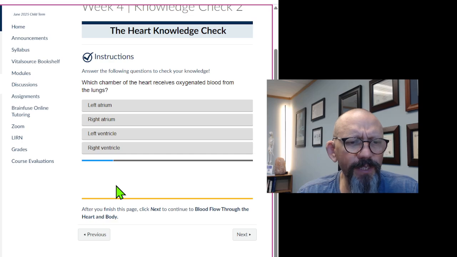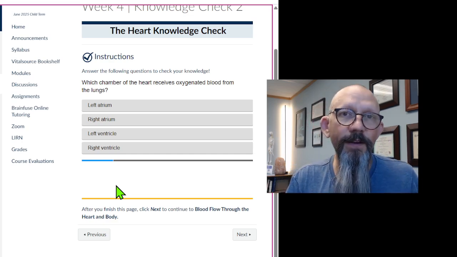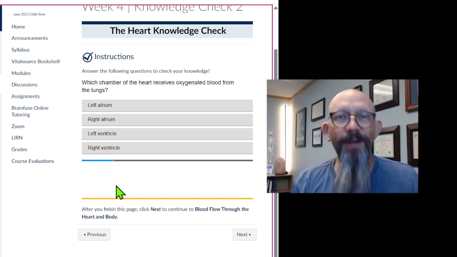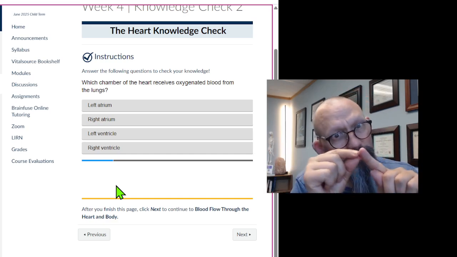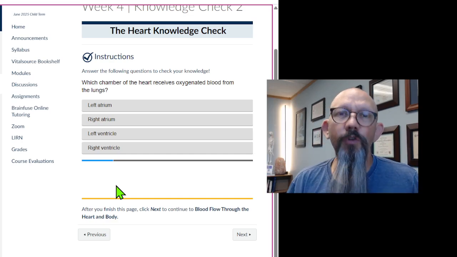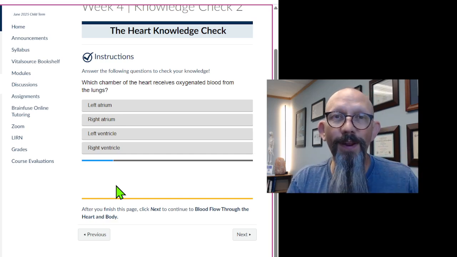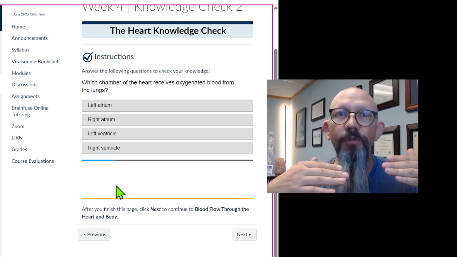Which chamber of the heart receives oxygen from the lungs? So remember, it goes from the left side, atrium, to the left ventricle. From the left ventricle to the body out the aorta. Then it goes through the whole body, drops off some oxygen, picks up some CO2, comes all the way back, goes in through the vena cava, which is on the right side, right atrium, and then the right ventricle. Right ventricle sends to the lungs. The lungs send back to the left side.